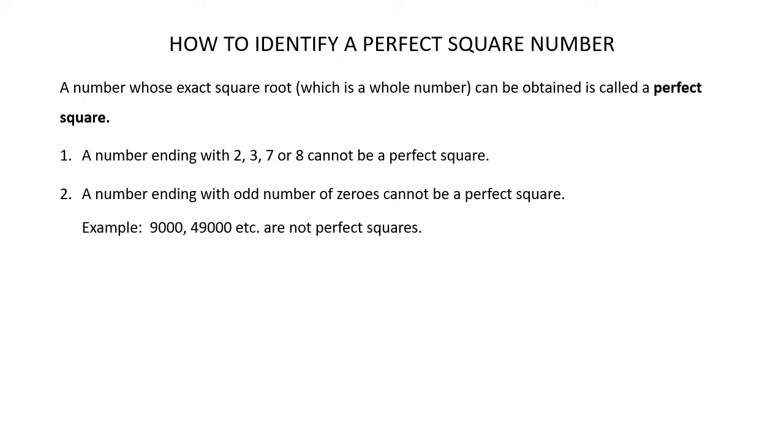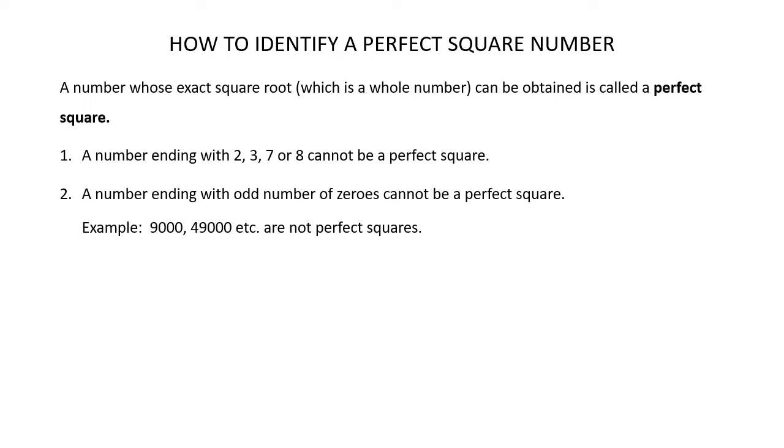Next, a number ending with an odd number of zeros cannot be a perfect square. For example, 9,000. 9,000 has 3 zeros. That is an odd number of zeros. So 9,000 is not a perfect square. However, 90,000 will be a perfect square because it will have an even number of zeros, that is 4 zeros. Or 900 is also a perfect square because it has 2 zeros, that is an even number of zeros.